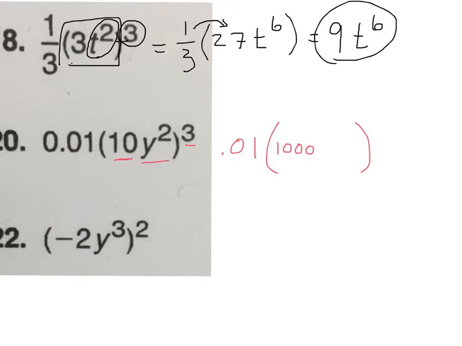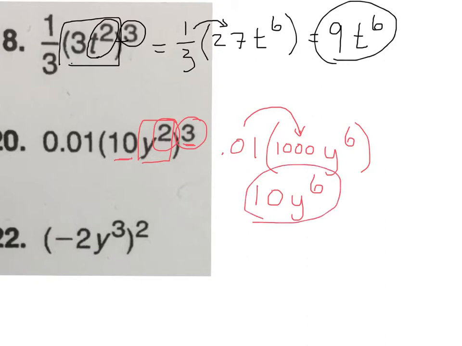And then I had to take y squared and cube it. What does that equal? Y to the 6th power. Now, the reason I didn't add those, but I multiplied, is because 2 is a power and 3 is another power. We're raising a power to a power, so you multiply. That's the rule. Now I need to take the 0.01 and multiply it by 1,000. And what do you get? 10. So I have 10 y to the 6th. That's my answer right there.